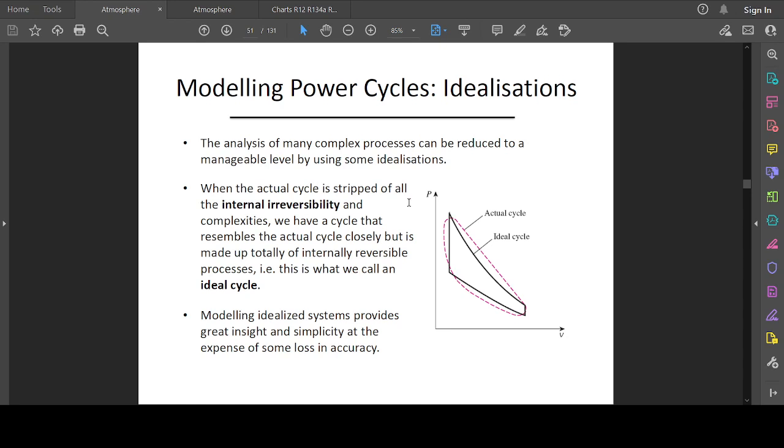So when the actual cycle is stripped of all the internal irreversibilities and complexities, we have a cycle that resembles the actual cycle closely, but is made up totally of internally reversible processes. This is what we call the ideal cycle, as we can see here. The actual cycle is represented by the dotted pink lines, while the ideal cycle is represented with a solid black line. So we use the Carnot cycle to approximate what the ideal cycle could be. Modeling idealized systems provides great insight and simplicity at the expense of some loss in accuracy. Even though it's an ideal cycle, it is going to be a little bit different from the actual cycle, the real life scenario.